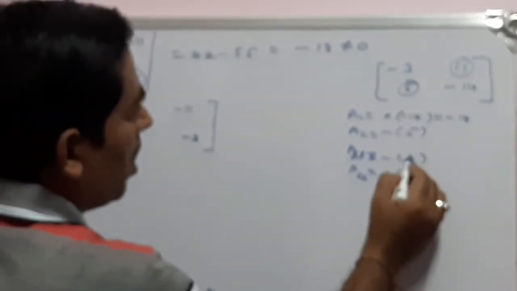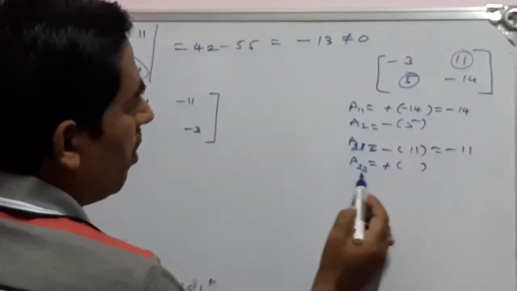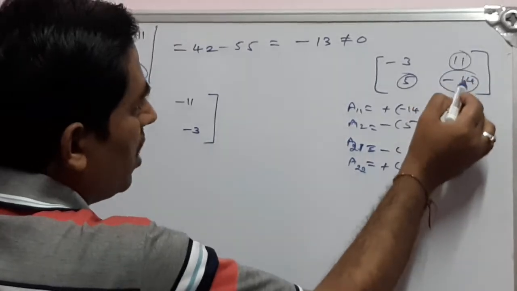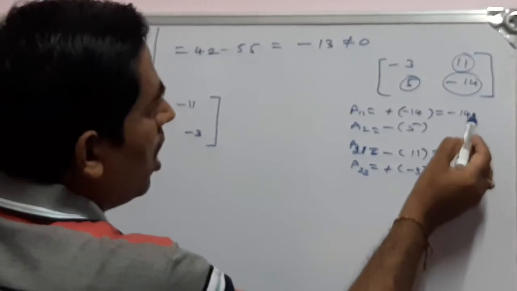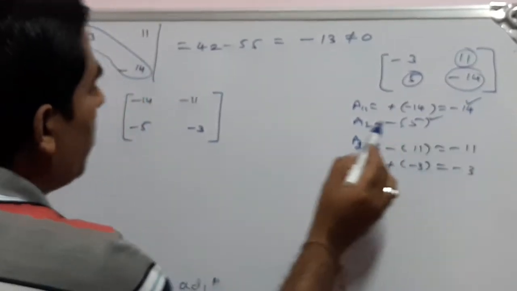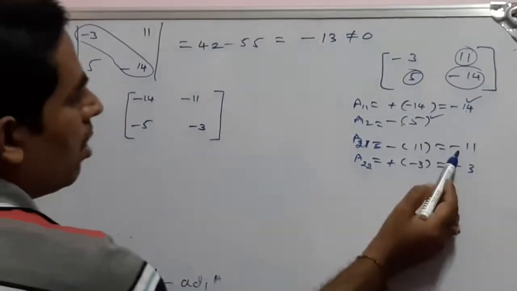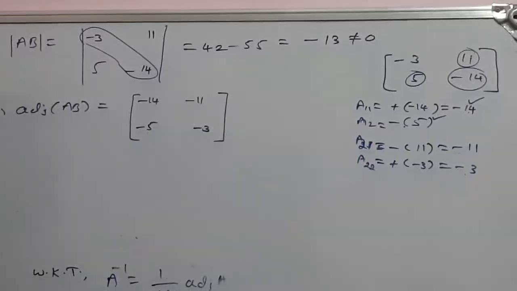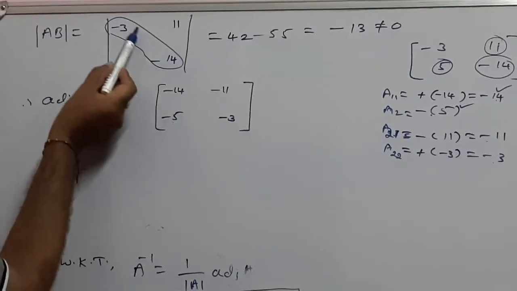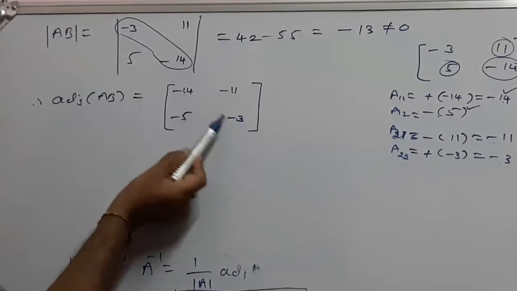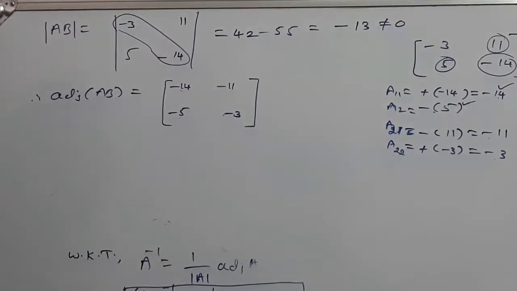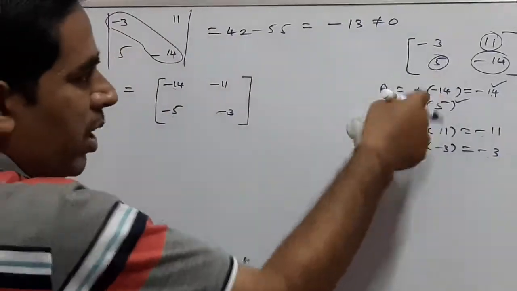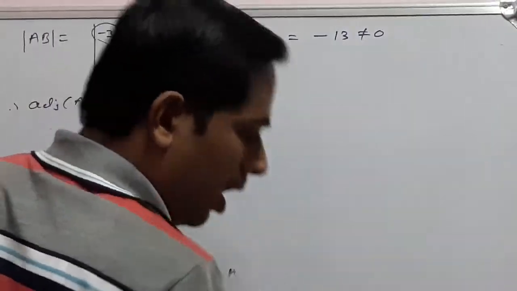Then a21. What is the cofactor of 5? Leave this row and this column, you get 11, so that will be minus 11. Then what is the cofactor of minus 14? You leave this row and this column, that will be minus 3. So if I write this, minus 14, minus 5, minus 11, minus 3. Okay, the shortcut I have written here: you interchange the principal diagonal elements and the remaining elements change signs. We can do it like this also and verify it.